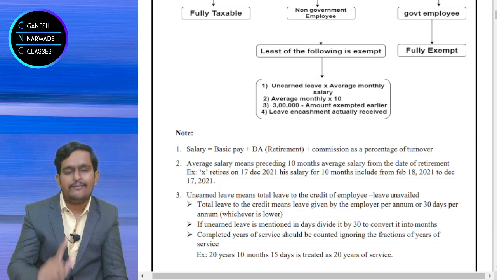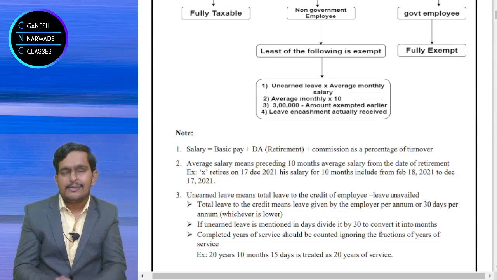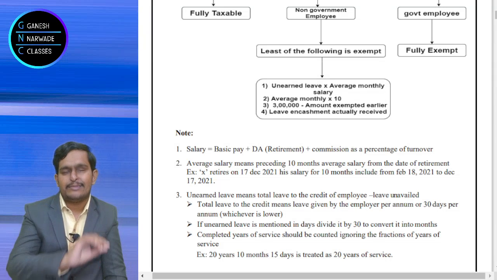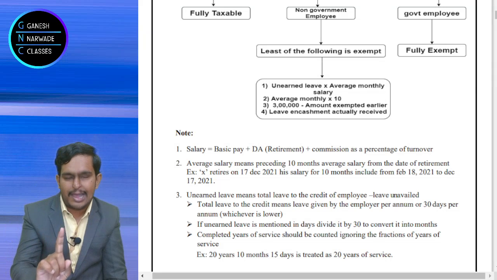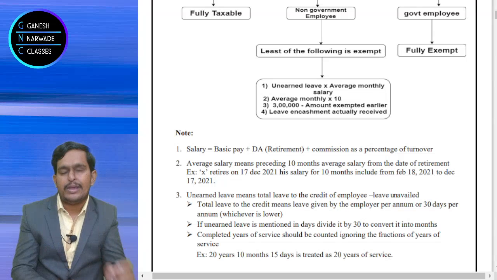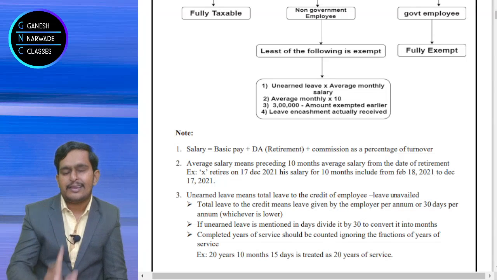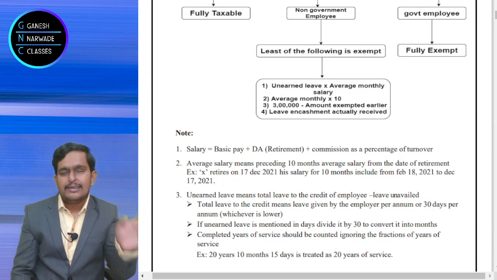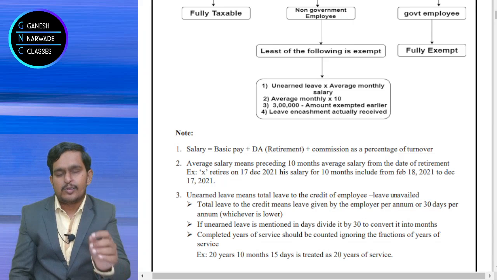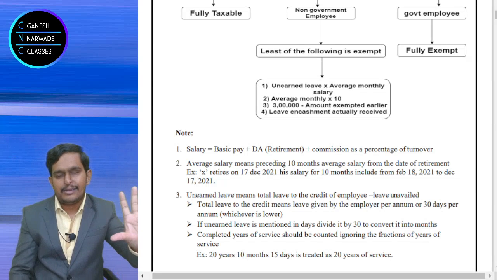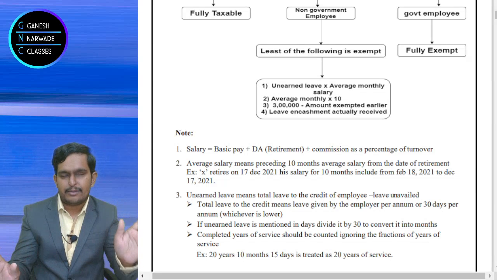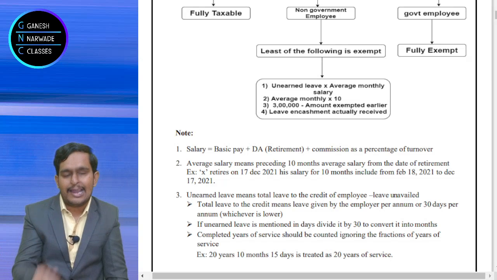First one, actual leave encashment, that's given in the question. Second one, 3 lakhs minus already exempt, that's given in the question. Third one, 10 into average monthly salary, which you need to calculate. I said salary is equal to basic pay, DA retirement plus commission as a percentage of turnover. The 10 months average means you should calculate from the date of retirement, not the preceding 10 months leaving the date of retirement. And then unearned leave we calculated just now.